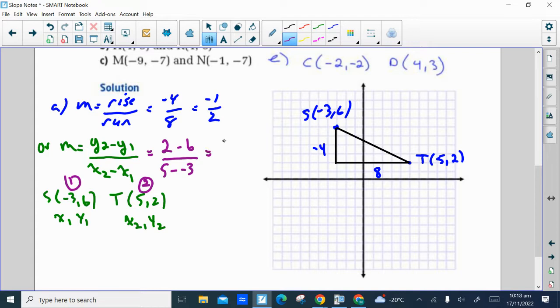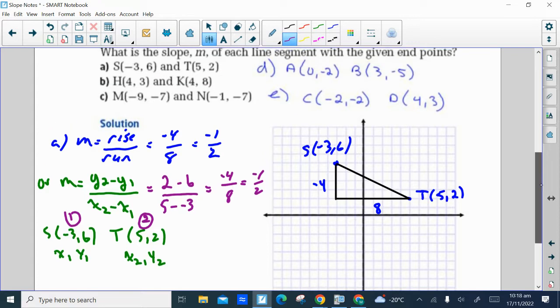2 minus 6 is -4, and when you have 5 take away -3, the minus becomes a plus. It becomes 5 plus 3, which is 8. So you see you get the same thing as above, -4 over 8, which is -1/2. No matter which way you do it, you get the same answer. But by using the formula, you don't have to draw the graph. So that's how you use the slope formula.